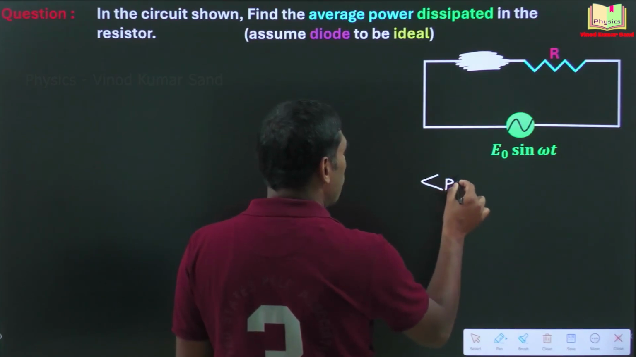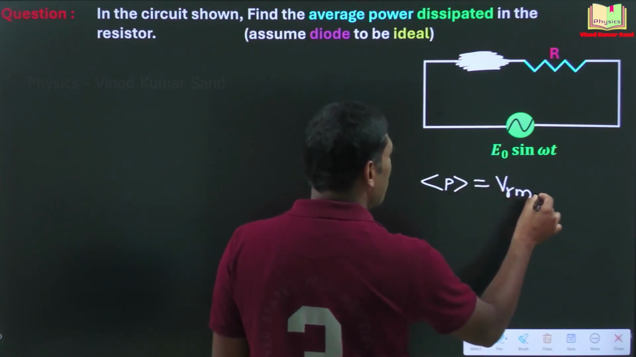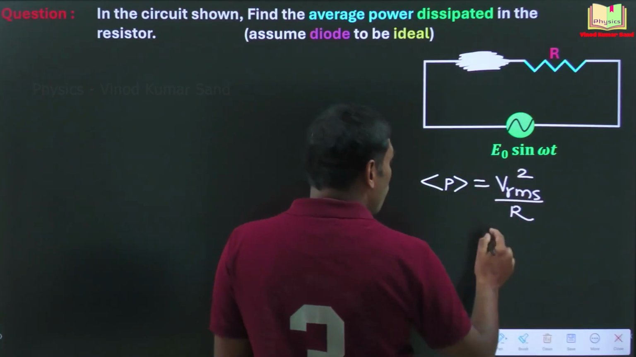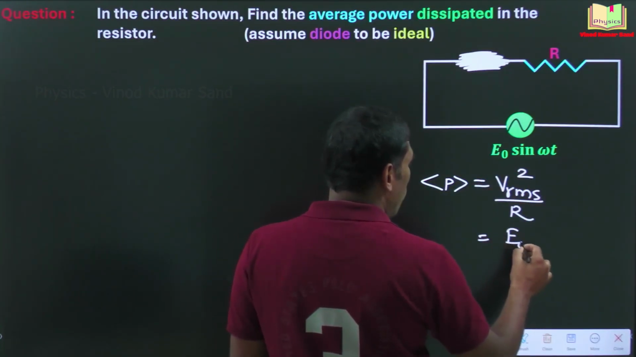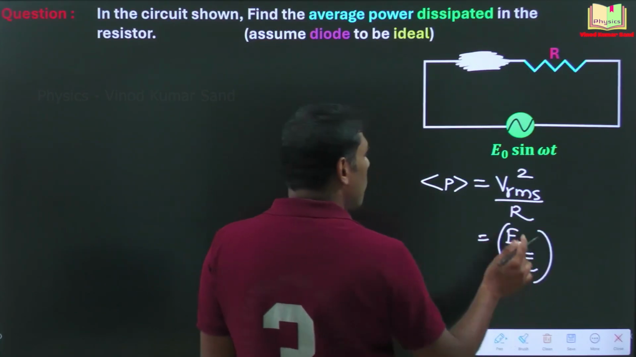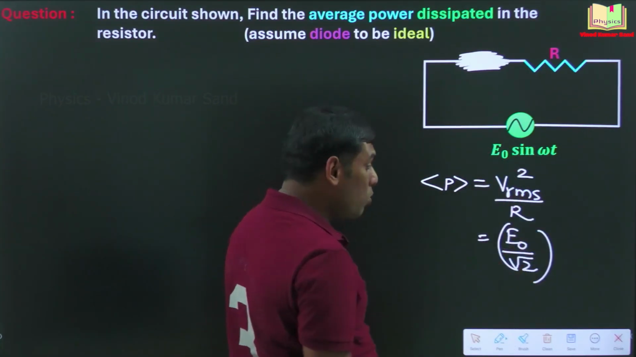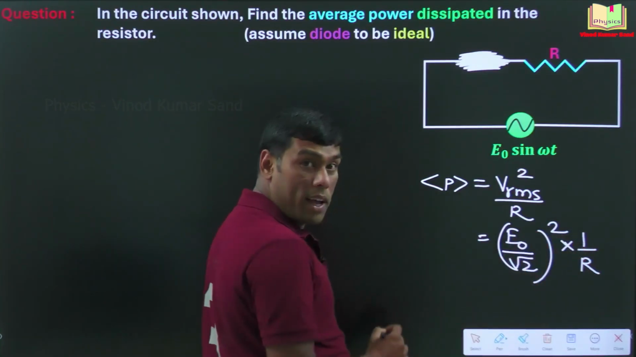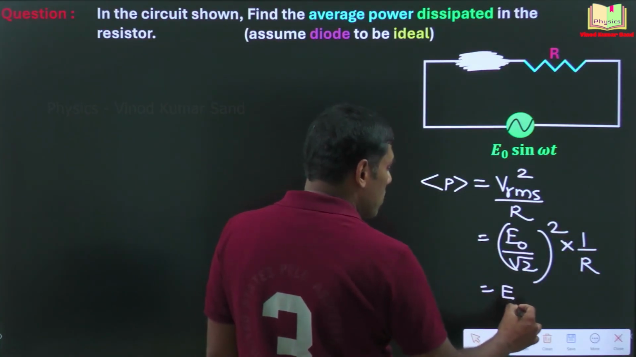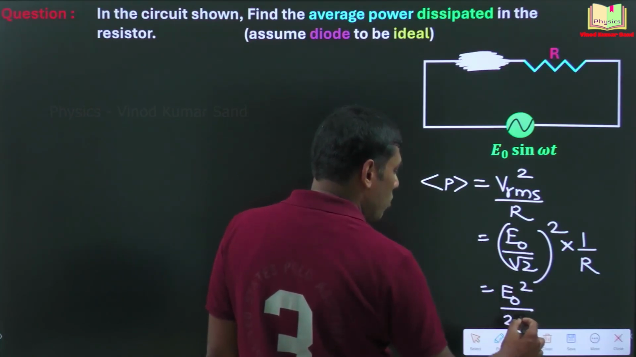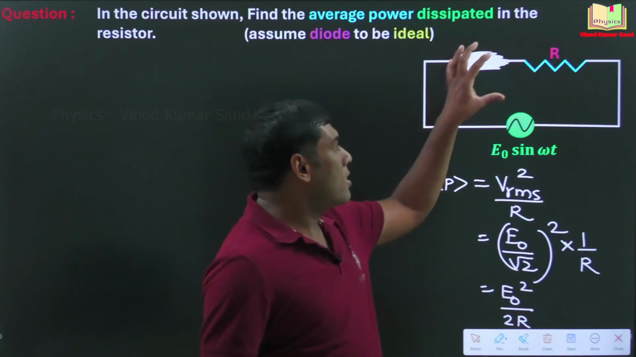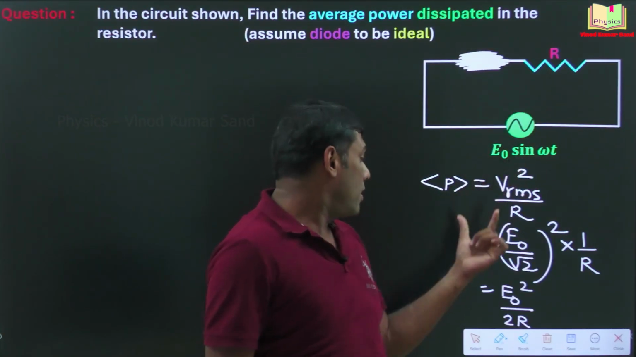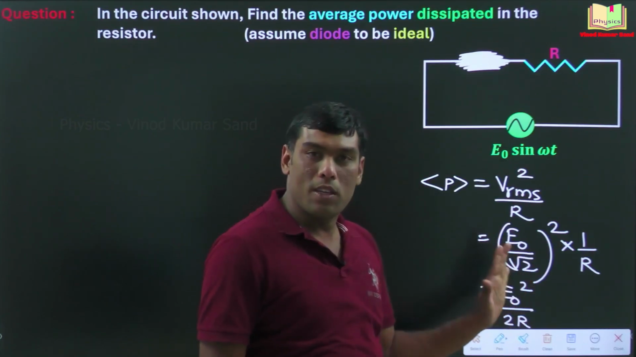We know that average power is equal to Vrms square divided by R. Vrms is E naught by root 2, peak value divided by root 2. And then here we are left with this 1 by R. So it is E naught square by 2R. If it's a simple resistive circuit having this supply, then the power consumption is this much.